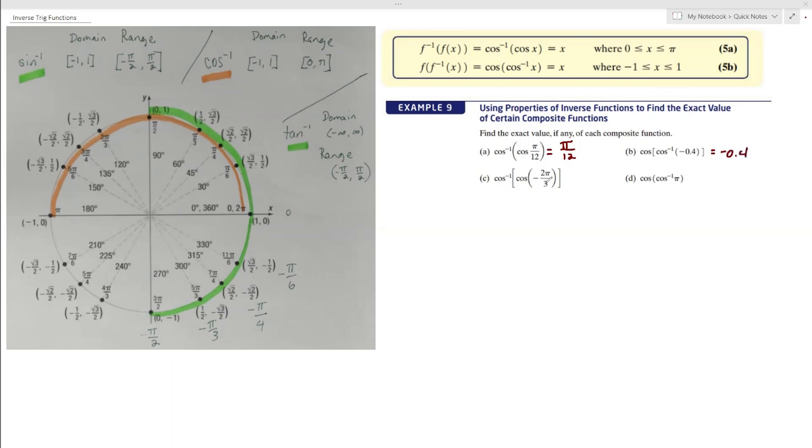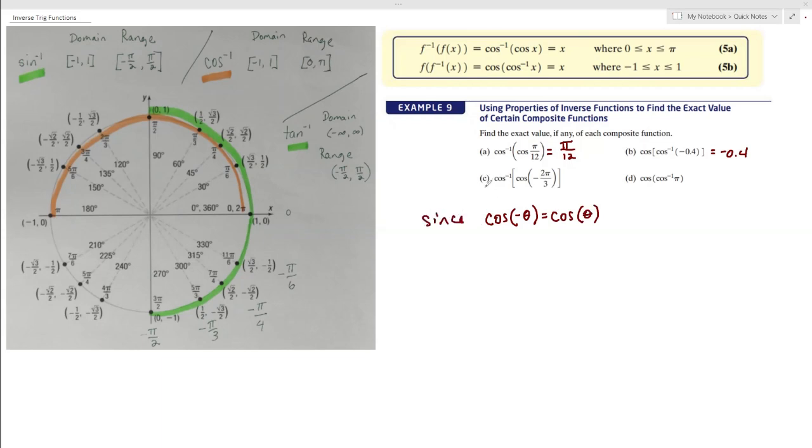Okay, so when we get to part C, we've got a situation where -2 pi over 3 is not between 0 and pi. Remember, that's the orange part that we're wanting. So we do have something that we can use here. Remember the rule that said cosine is an even function, so the cosine of -theta is equal to the cosine of theta.